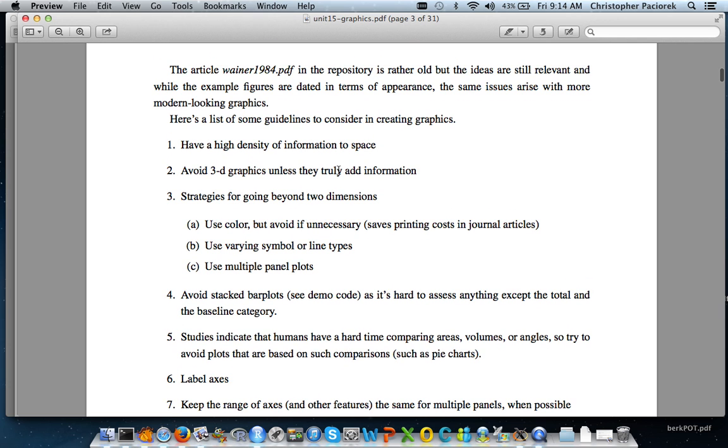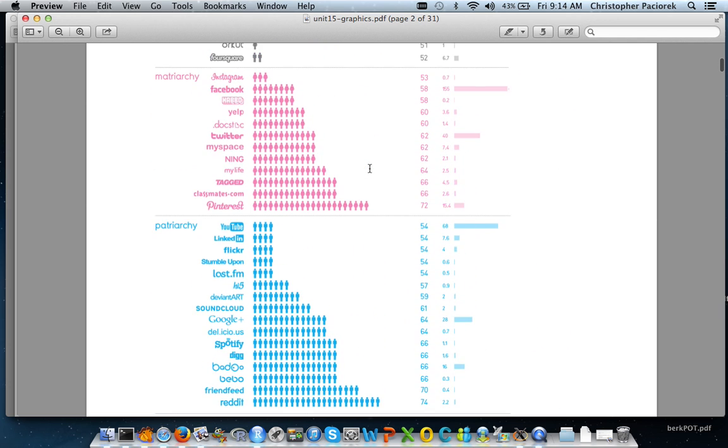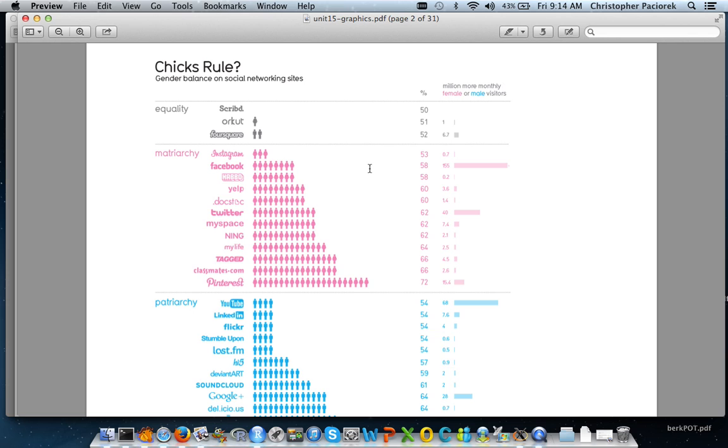so let's go back to graphics. We saw one example last time where we were critiquing this graphic that was on the web, and I think we saw a number of interesting things and some interesting themes that came out of that.